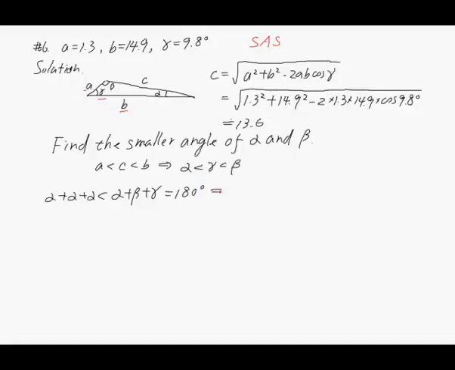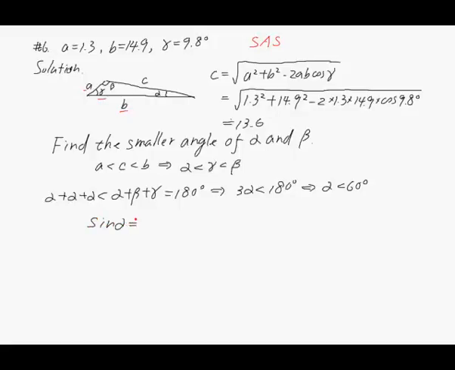So from here, we have such an inequality, 3 alpha less than 180 degrees. And this just implies alpha is less than 60 degrees. So alpha must be an acute angle. Okay. So now we can use the law of sines to find this alpha.